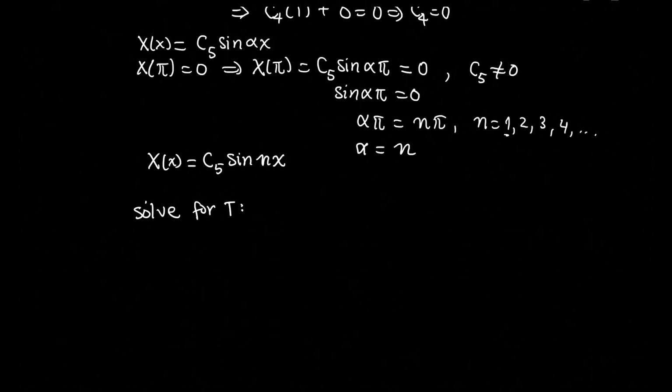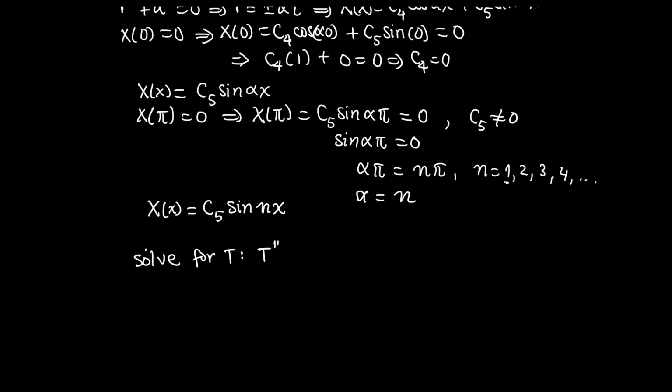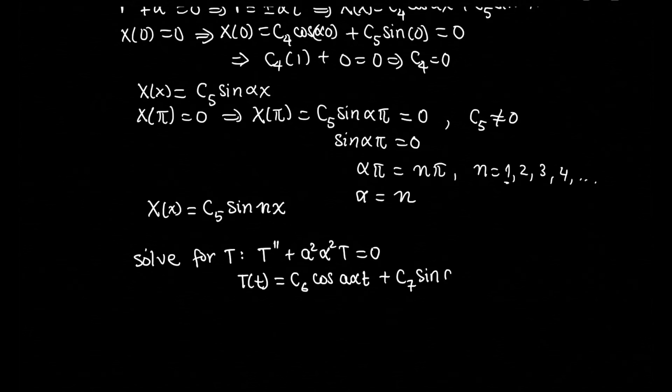Solve for t. This is one of the differences when you actually solve the wave equation: you also have to solve for t. For T, we have the second derivative plus a squared alpha squared T equal to 0. The solution for this leads to, I'm going to say, C6 cos of a alpha t plus C7 sine a alpha t.